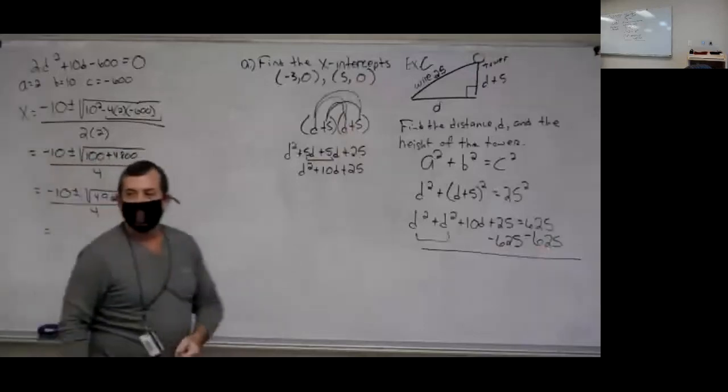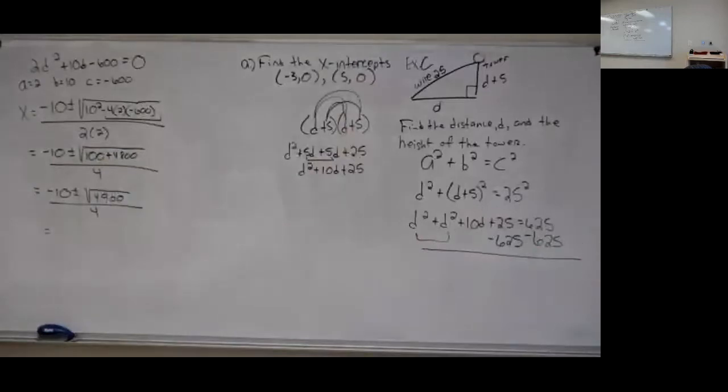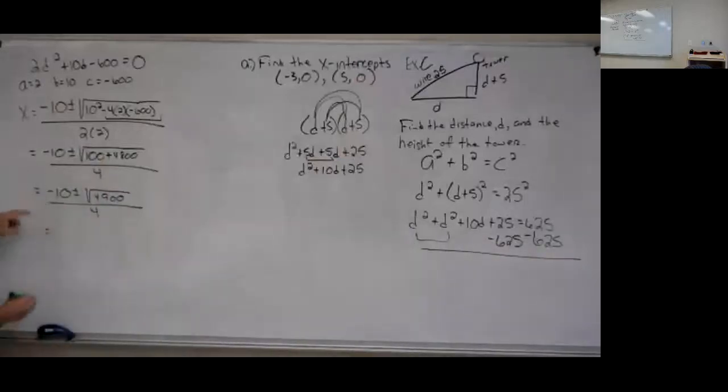I'm going to show you a trick. What's the square root of 49? So what's the square root of 4,900 going to be? 70. So you get negative 10 plus or minus, or you can ask that calculator what's the square root of 4,900, but it should spit out a 70.